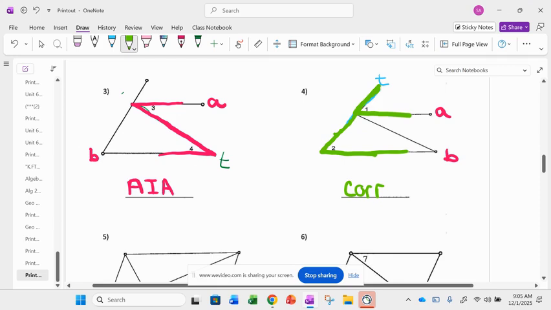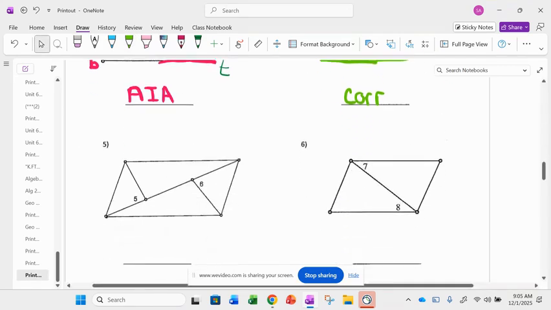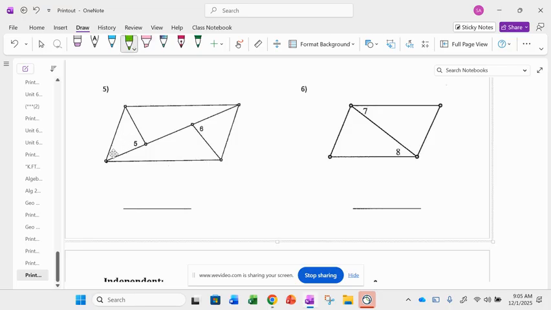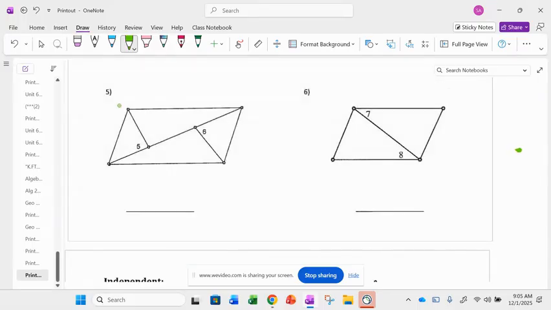Are we getting the gist here? A little bit? It's different, I know. Okay. So I'm going to start off by tracing the 2 angles. And then I'm going to connect them.